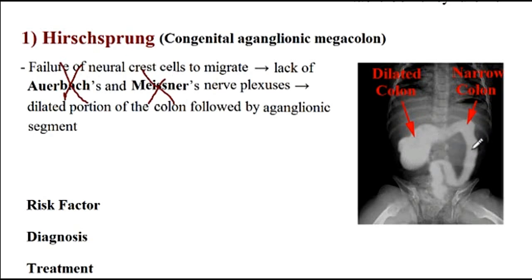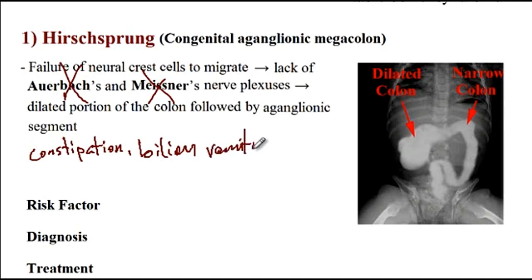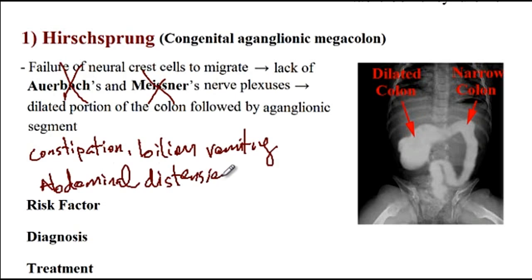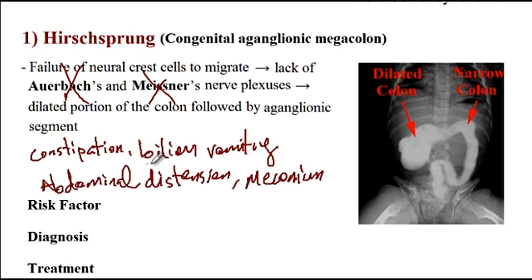Due to the failure of colonic relaxation, these patients present with constipation, bilious vomiting, abdominal distension, as well as failure to pass meconium, which is the first feces. And here you can see that I've listed that these patients present with bilious vomiting.